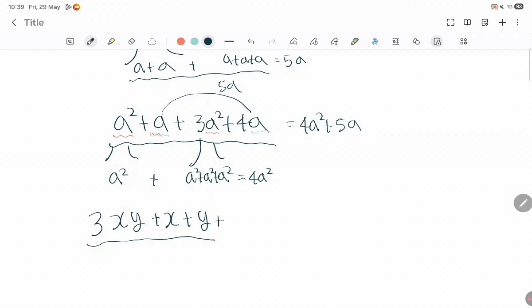So if you see something like 4xy here, then you can see those two are like terms. But that's it. Not x or y.